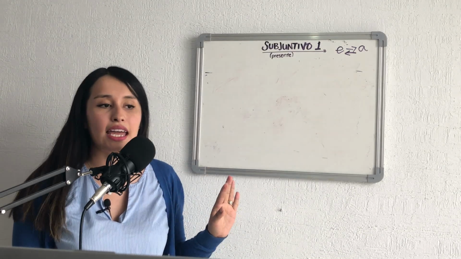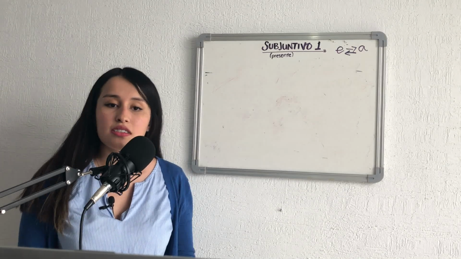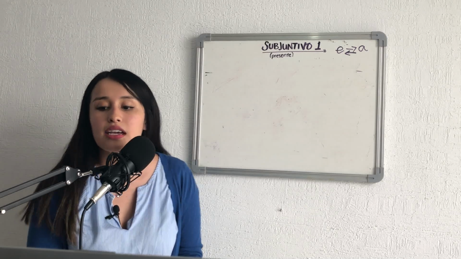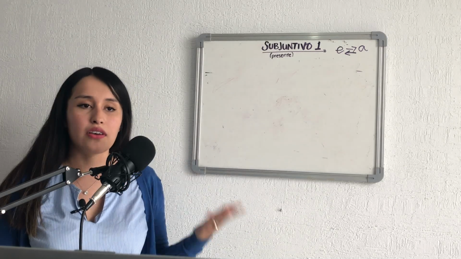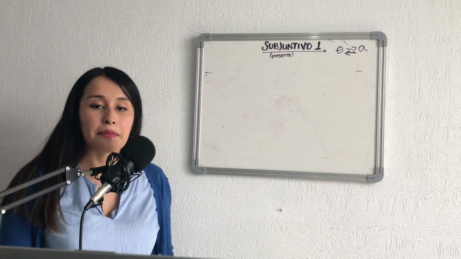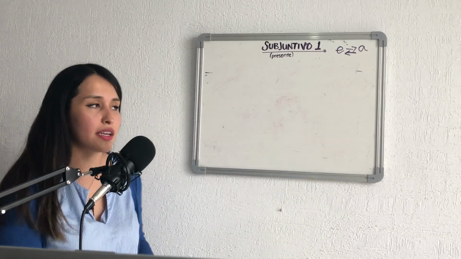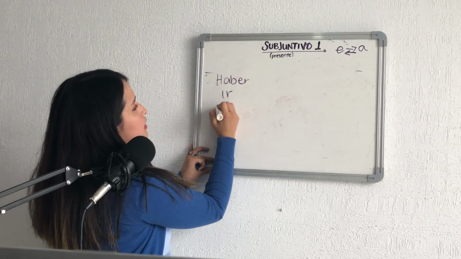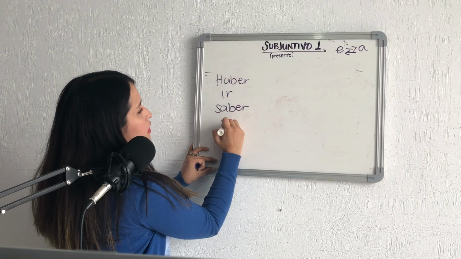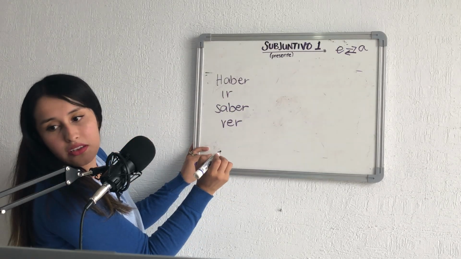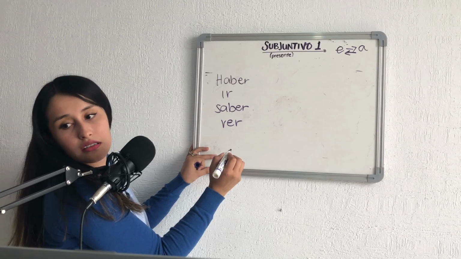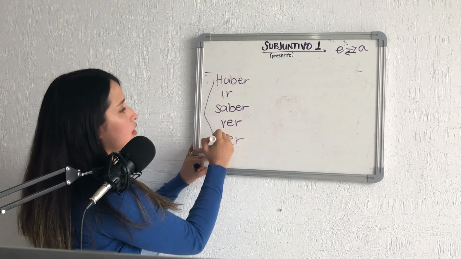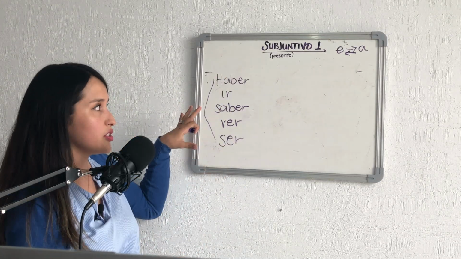They don't look like anything else you have ever seen. So you just need to memorize them, add them to your list, practice them, and then you will be set, okay? So the good news is that there are only like 5 of these, and these verbs are haber, ser, ver, ir, and saber. So I'll write them here. Haber, ir, saber, ver, ser. Okay, so these are the very special verbs.